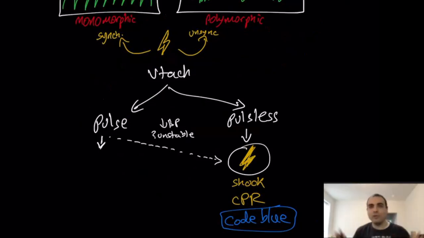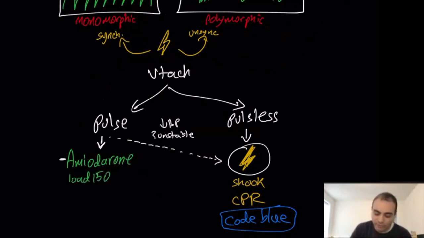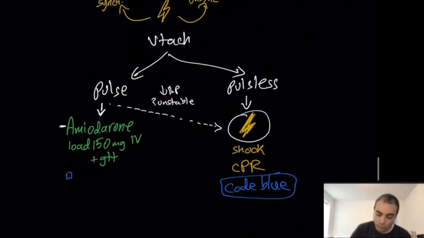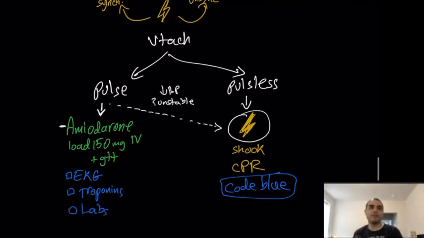Easy. When you have an arrhythmia and you don't know the answer, you know what the answer is? Amiodarone, the savior. So you're going to load them with about 150 milligrams of IV amiodarone, and then start them on a drip. Then you want to do an EKG right away to confirm, and send troponins, and then the rest of the labs and workup, whatever you want to do.